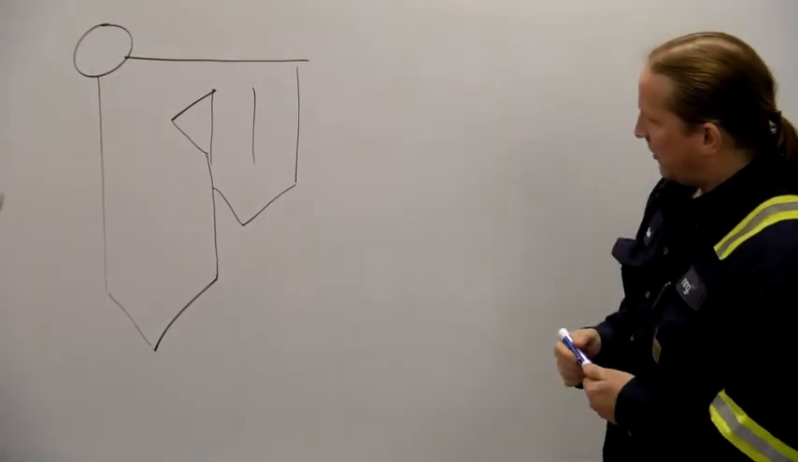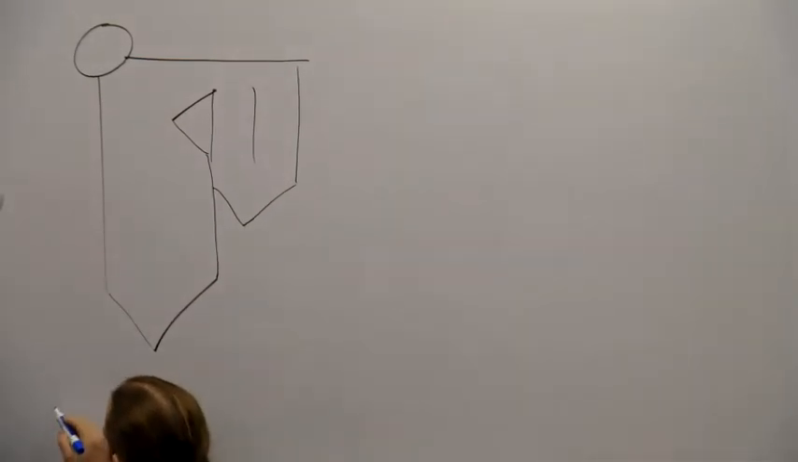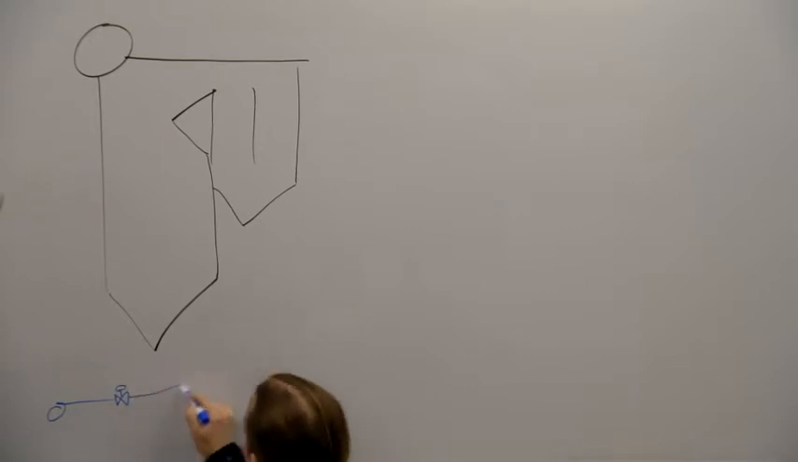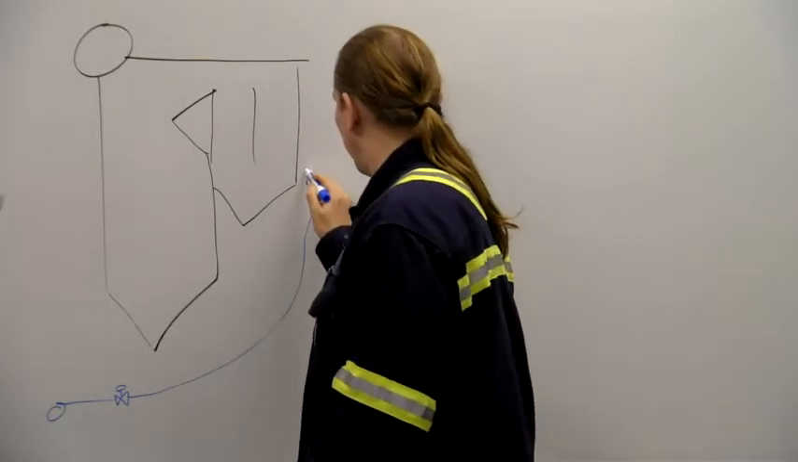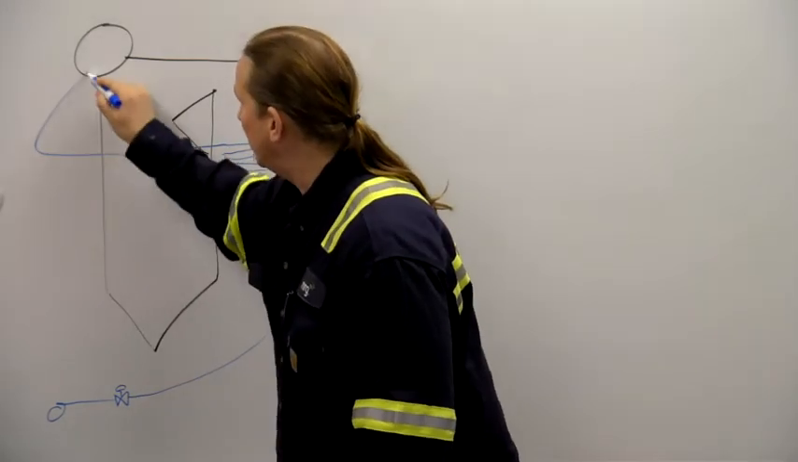The water comes from the feed water system. So we'll do a boiler feed pump. It'll do a level control valve. And then that goes up to the economizer. And that goes into the drum.